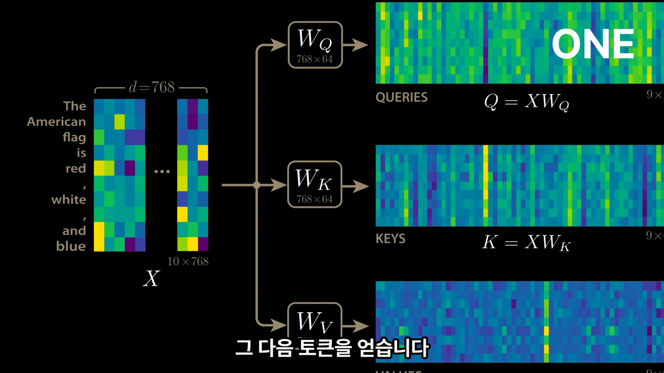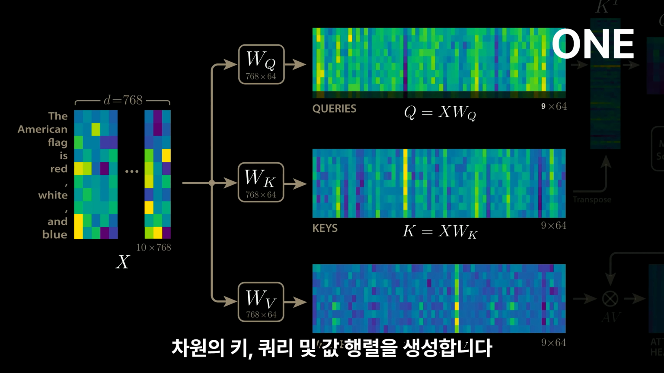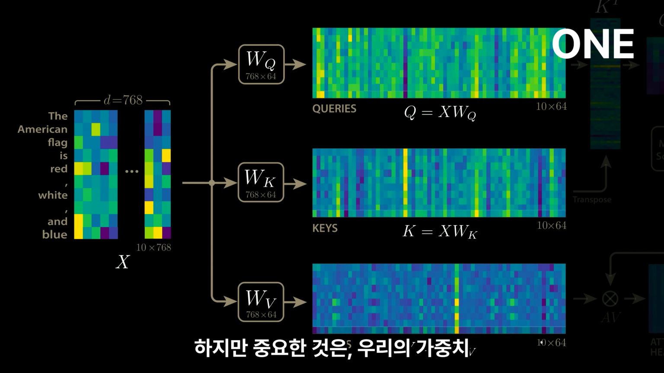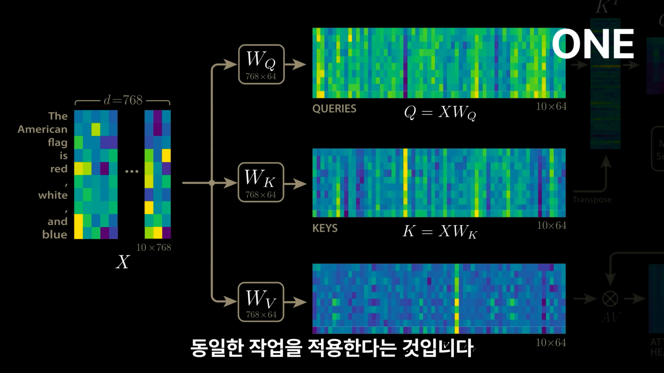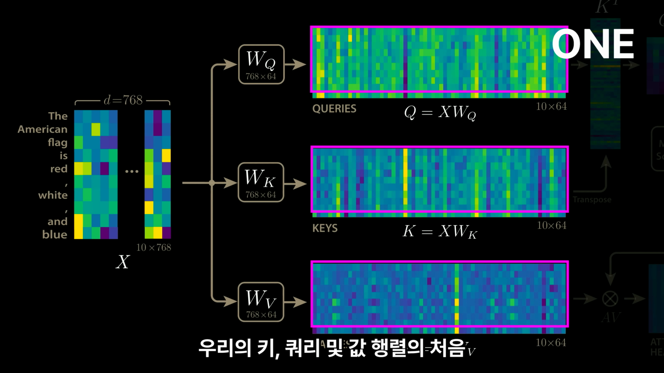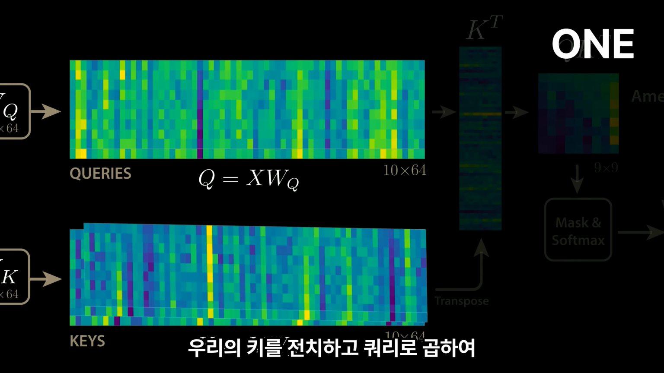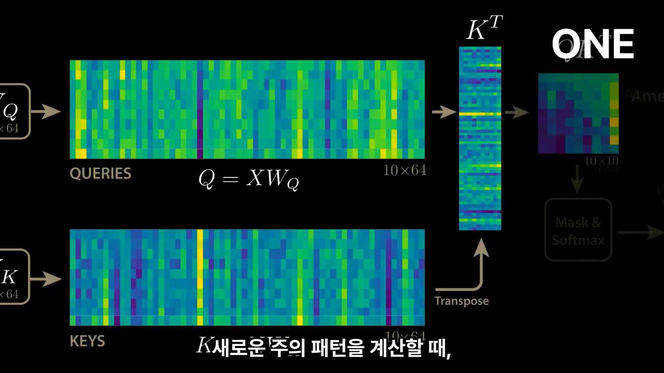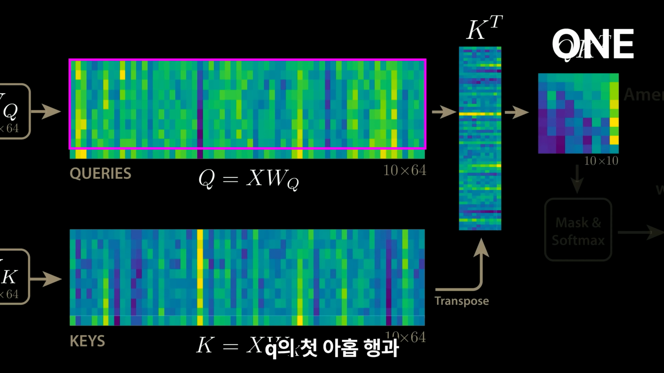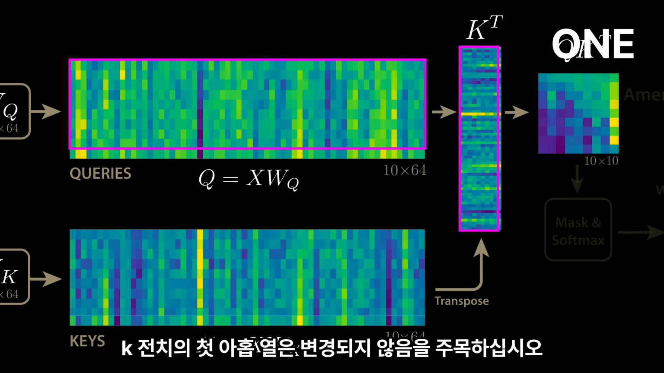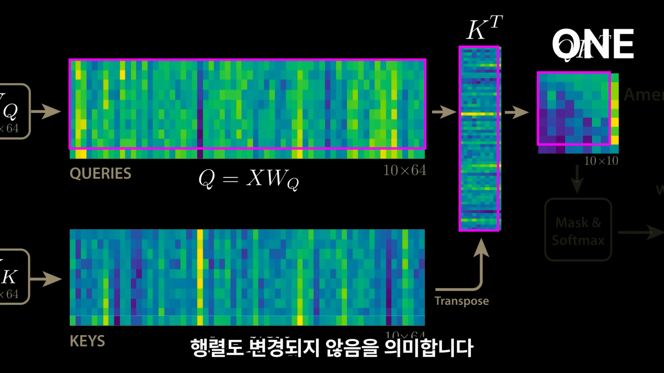Our new 10 token input results in key, query, and value matrices, each of dimension 10 by 64. But importantly, since our weight matrices apply the same identical operation to each token, the first 9 rows of our key, query, and value matrices are unchanged from our original 9 token input. Transposing our keys and multiplying by our queries to compute our new attention pattern, note that the first 9 rows of Q and the first 9 columns of K transpose are unchanged. This means that the upper left 9 by 9 matrix of our attention pattern will also be unchanged.